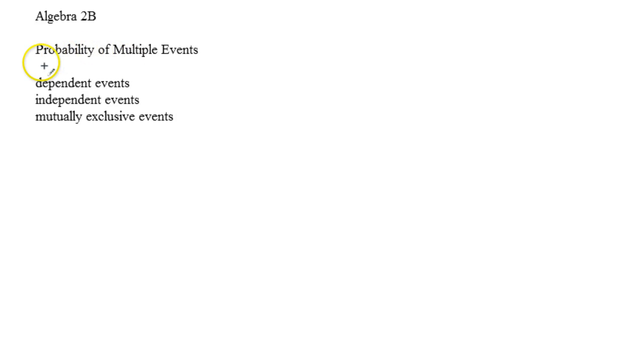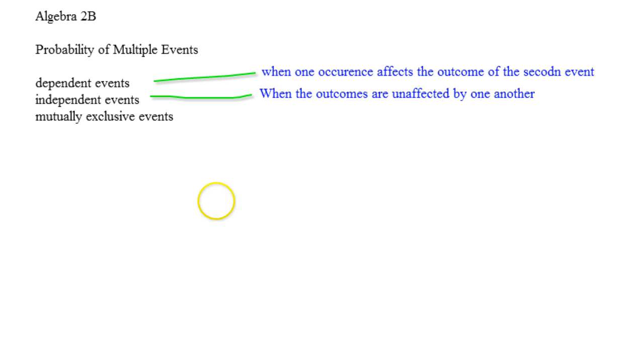Alright, so today we'll be talking about probability of multiple events. Okay, so first off, let's start getting some definitions down. Dependent and independent. Okay, so dependent is when one occurrence affects the outcome of the second event.